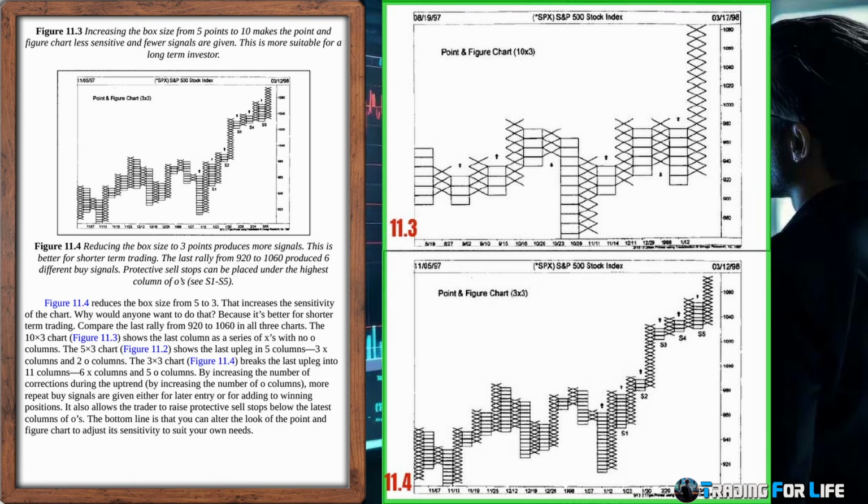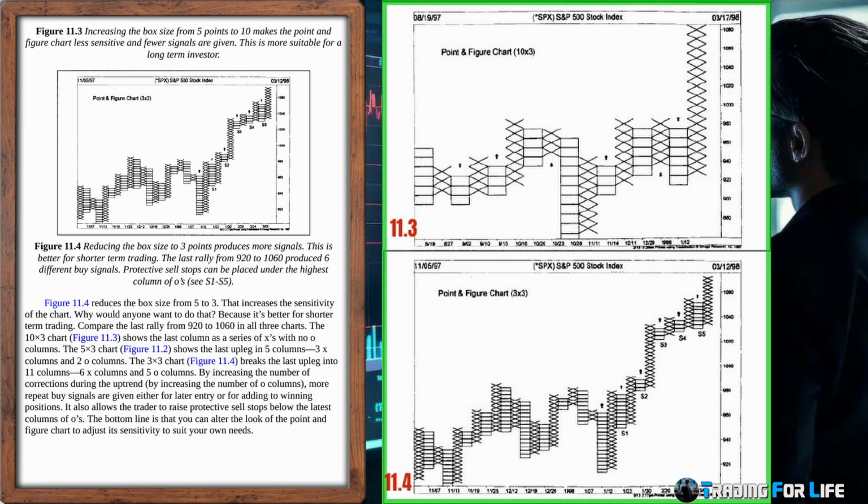Compare the last rally from 920 to 1060 in all 3 charts. The 10x3 chart, Figure 11.3, shows the last column as a series of X's with no O columns. The 5x3 chart, Figure 11.2, shows the last up leg in 5 columns, 3 X columns and 2 O columns. The 3x3 chart, Figure 11.4, breaks the last up leg into 11 columns, 6 X columns and 5 O columns.